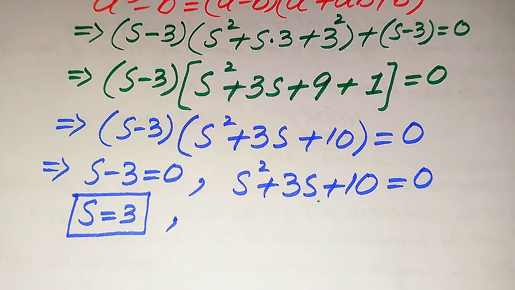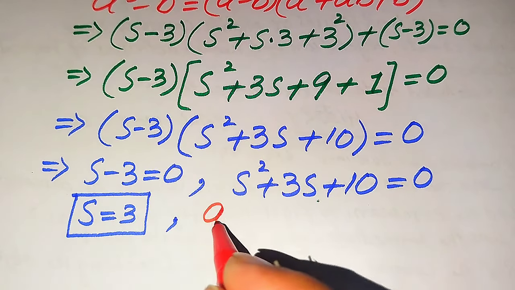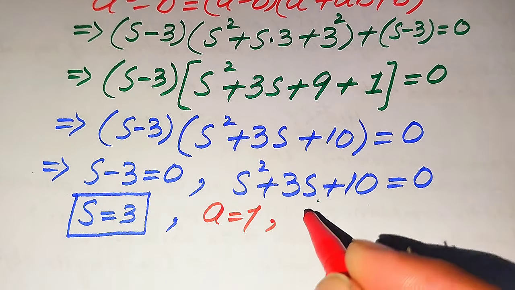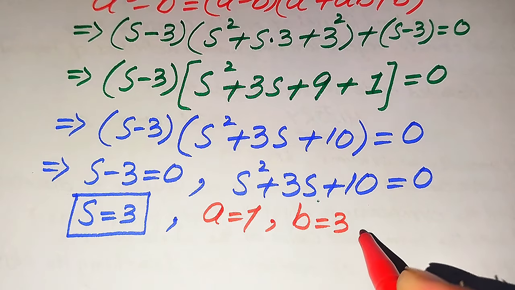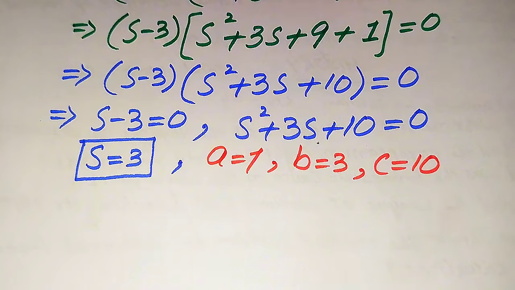So you see this is quadratic in the variable s, and we know that there are 3 methods to solve a quadratic equation, in which the first method is the factorization method, the second one is the completing square method, and the third one is by applying the quadratic formula. But here we need to use the quadratic formula to solve this quadratic equation. So for this we need to write the coefficients of this equation, and its coefficients are a is equal to 1, b equal to 3, and c is equal to 10. These are the coefficients of the given equation.